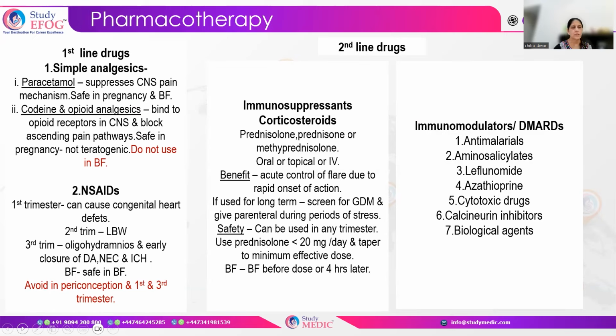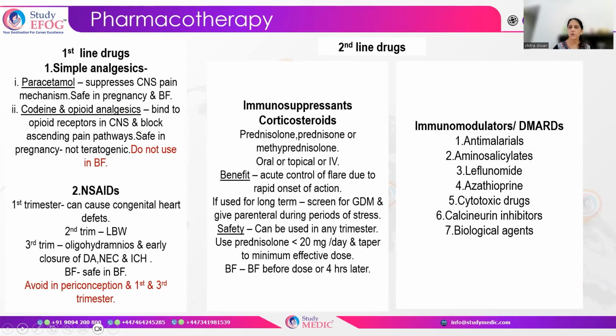NSAIDs, in the first trimester, can cause congenital heart block and heart defects. In the second trimester, they can lead to low birth weight. In the third trimester, they can cause oligohydramnios and early closure of the ductus arteriosus. They can also cause necrotizing enterocolitis and intracranial hemorrhages, but they are safe during breastfeeding. So NSAIDs, avoid in the preconceptional period and in the first and third trimesters. You can use them in the second trimester.